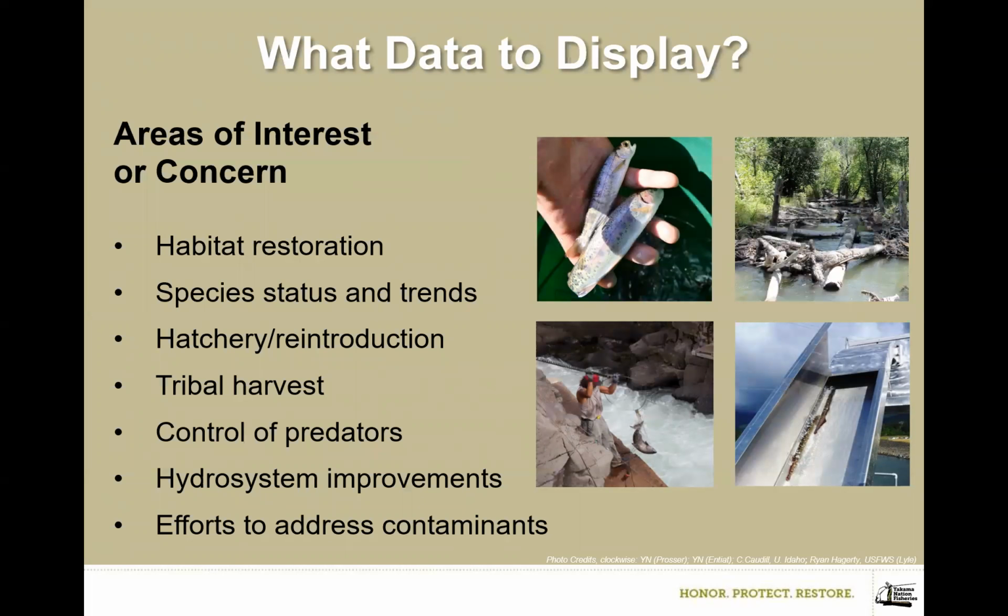Given our different audiences, the topics of interest and associated data can vary quite significantly among these groups. Because of these differences, we have adopted varied methods to best inform each group. Some areas of interest include habitat restoration, species status and trends, hatchery and reintroduction work, tribal harvest, information about the control of predators, hydrosystem improvements, and efforts to address contaminants. This includes most everything affecting the natural resources of most concern to the Yakama Nation.